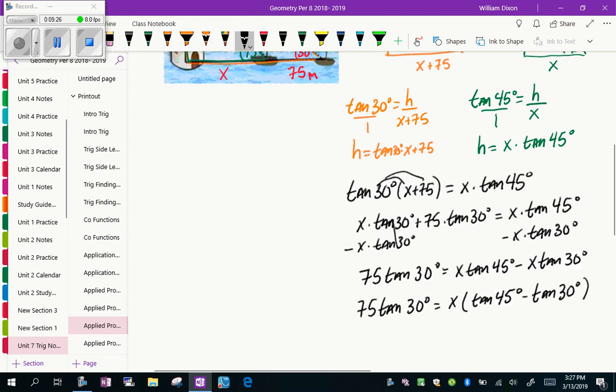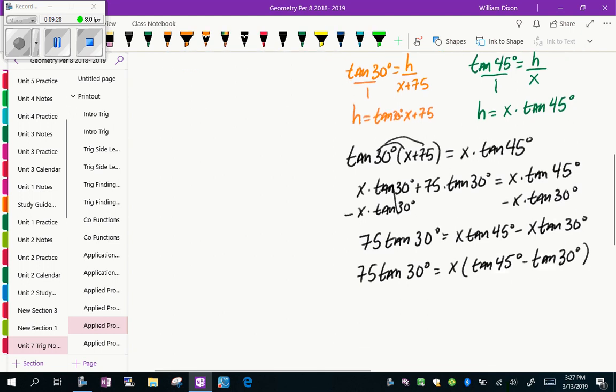All right, hang in there. We're getting close. Okay, now, again, one of the goals, and we discussed this today, when I have a system, is to solve for one of the variables. And that's what I've been trying to do. So I need to solve for x, to get x by itself. Well, x now is multiplied times the tangent of 45 degrees minus the tangent of 30 degrees. So I'm going to do the opposite operation to get that x by itself. So I'm going to divide on both sides of the equation by the tangent of 45 degrees minus the tangent of 30 degrees.